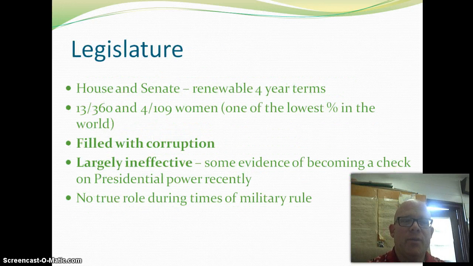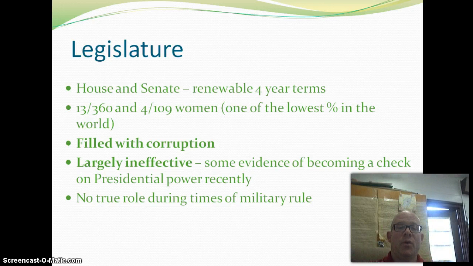All right, the legislature, we have a House and the Senate. Both bodies have 4-year terms, and they are renewable. Again, there are no term limits. You'll see there from my numbers, 13 of 360 are women, 4 of 109 are women in the Senate side. It's one of the lowest percentages in the developing world, in particular for a country that is a democracy.